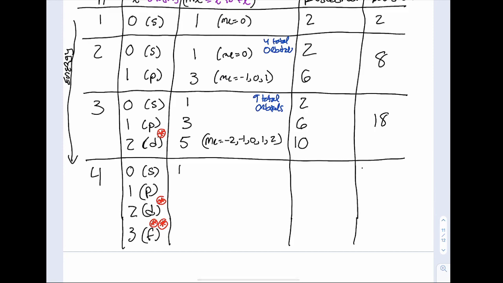So only 1 s orbital because m sub L is still just 0. 3 p orbitals because m sub L is still -1, 0, and 1. 5 d orbitals because m sub L is still -2, -1, 0, 1, and 2. 7 f orbitals, right? M sub L is equal to -3, -2, -1, 0, 1, 2, and 3.